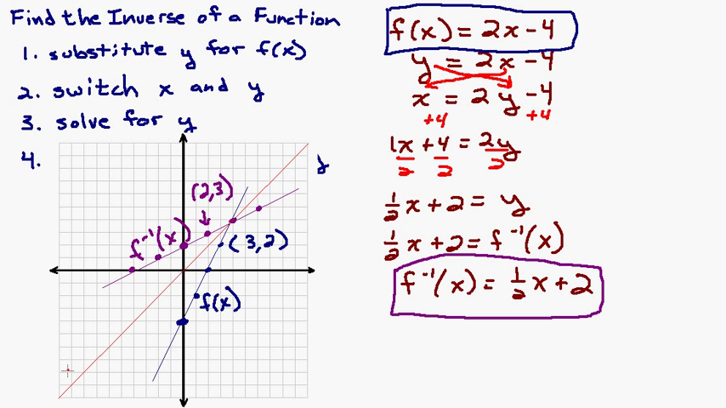And that might be good to know. This line right here is y equals x. It has a y-intercept of 0 and a slope of 1, up 1 over 1. And that characteristic is always going to be true when you graph a function and its inverse: you can just reflect it over this line y equals x. I hope that helped, and if you have any questions, just let me know.